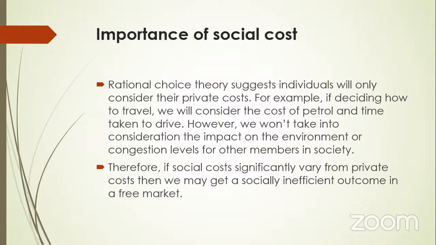One of the reasons why we do not is that it's very difficult to compute, number one. Number two, more often than not, it's stereotypical to compute private costs rather than look at the social cost. Therefore, if social costs significantly vary from private costs, then we may get a socially inefficient outcome in the free market.